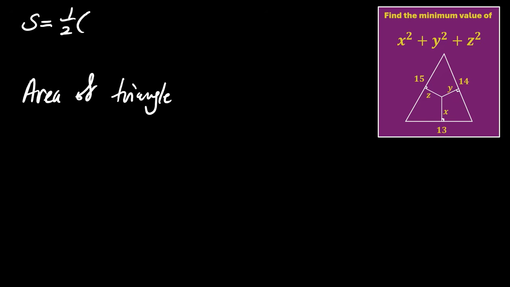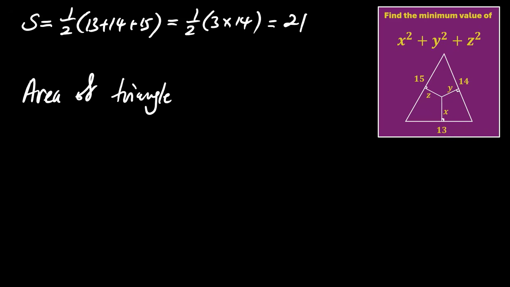We are going to use the Cauchy inequality to solve this problem. But before that, let us find the area of the triangle. In order to find the area, we need to find s, which is half of the perimeter. So that is half of 13, 14 and 15, which is actually 3 times 14.